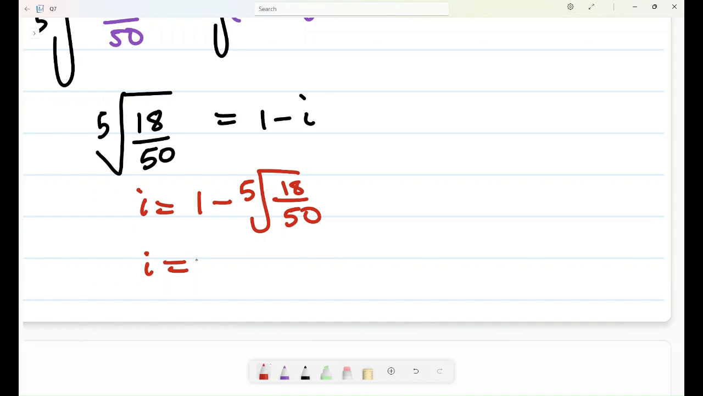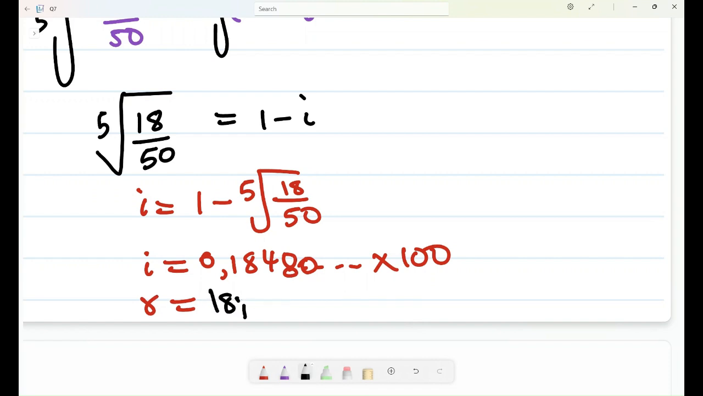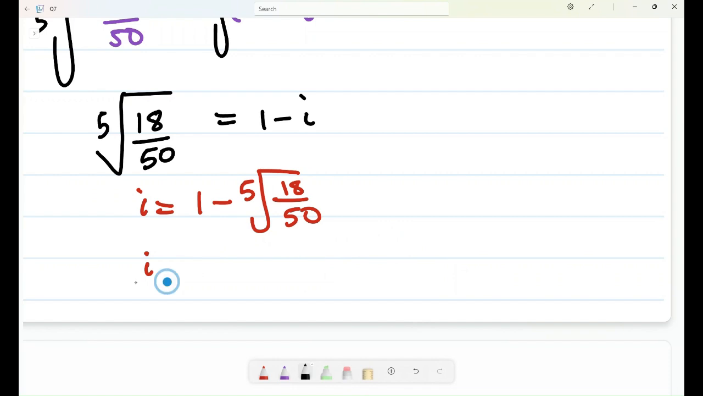It gives me this decimal, 0.1848 and so on, right? But remember, the question says calculate the rate. This is the rate, so I'm going to multiply this by 100. Then I get my rate. To two decimal places, it is 18.48%. This is the answer. Yes, this is your answer thereof, right?